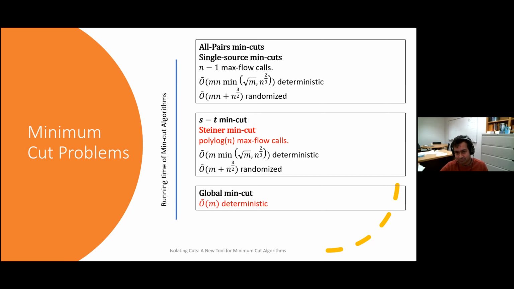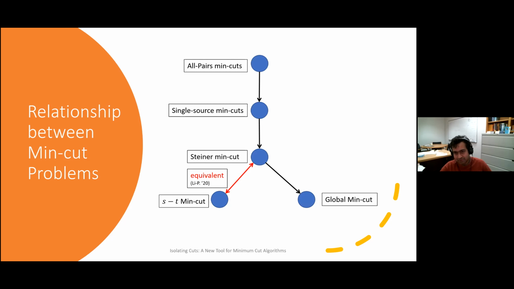Okay. So this is our new picture. So let's look at this a little more carefully. So here's how min cut problems are organized in terms of what generalizes what problem, right? Like which problems generalize other problems. All pairs min cuts, of course, generalizes everything that we have talked about.